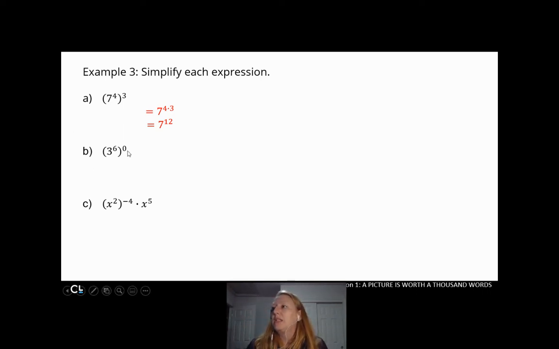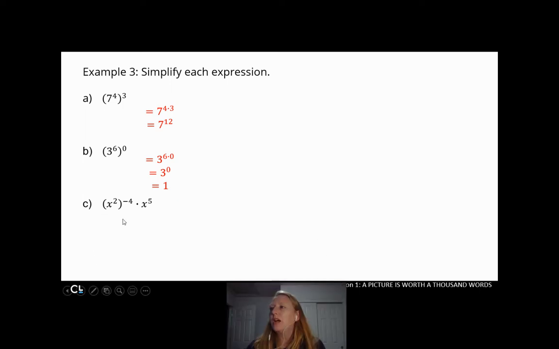3 to the 6th power raised to the 0 power. Now you could do this really fast because anything to the 0 power is 1. But if you want to go through the steps, this is 3 to the 6 times 0 power. 6 times 0 is 0. And 3 to the 0 power is 1 because anything to the 0 power is 1. You could have totally just told me that was 1. You really didn't need to go through the steps on that. But if you want to see it, I have it there.